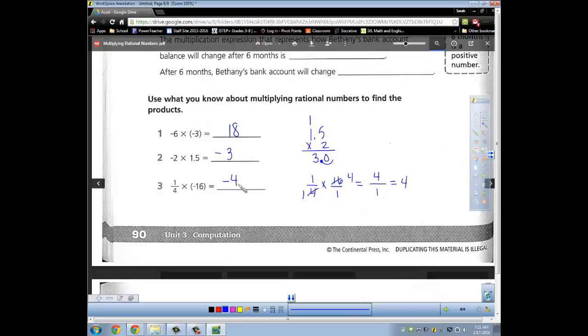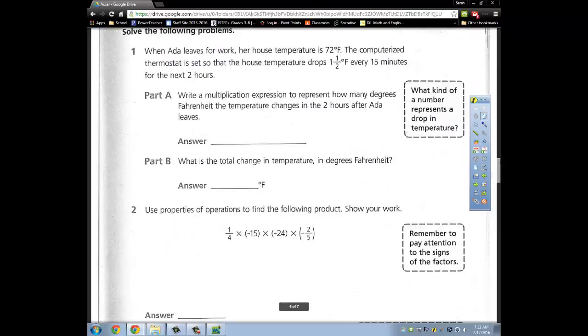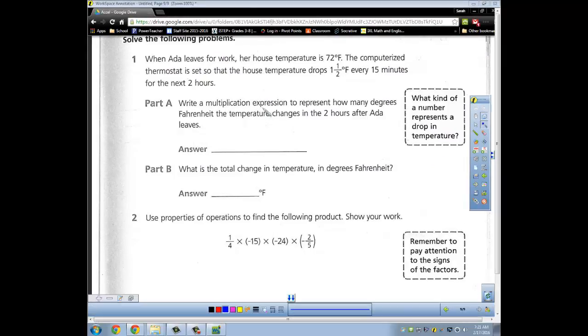Okay. Last page we are doing together, page 91. When Ada leaves for work, her house temperature is 72 degrees. The computerized thermostat is set so that the house temperature drops 1.5 degrees every 15 minutes for the next 2 hours. Write a multiplication expression to represent how many degrees Fahrenheit the temperature changes in the 2 hours after she leaves.